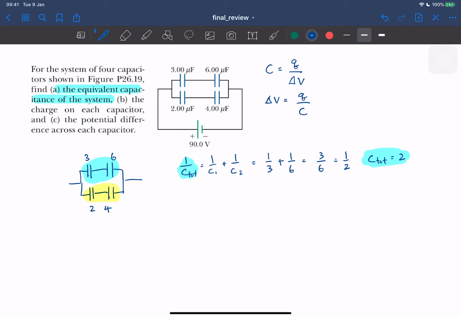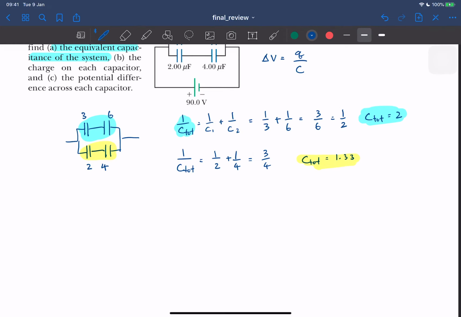So C total is 2 for the blue side, and for the yellow side, one is again in series, so you need this formula: 1 over 2 plus 1 over 4, so that's going to be 3 over 4. So C total for the yellow one is 1.33.